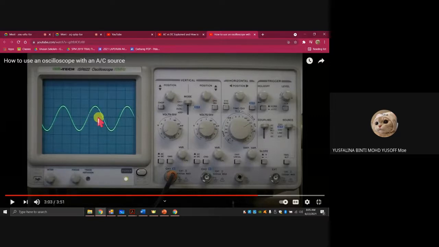What is the value of each division on the x-axis? Just now we learned in the y-axis, how many volts per division, like 1 volt. So for this one, it is the time you see here, and it is already changed to 10 millisecond. So using the diagram just now.